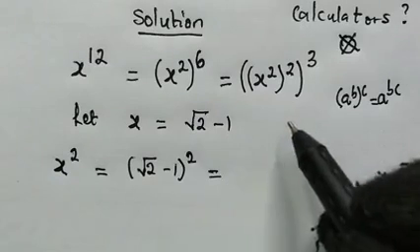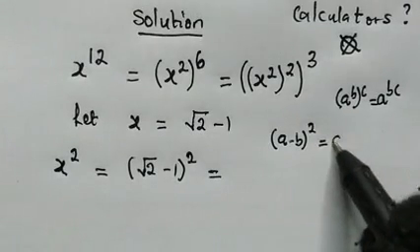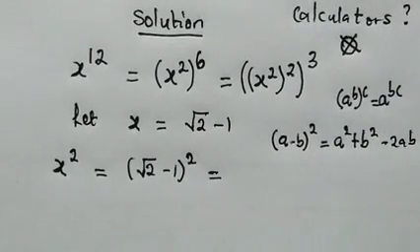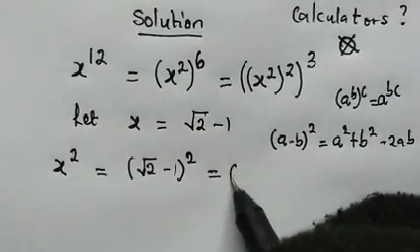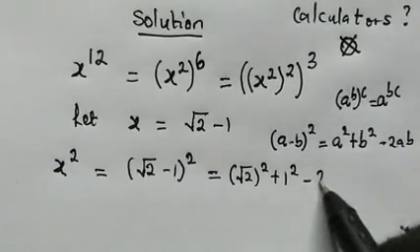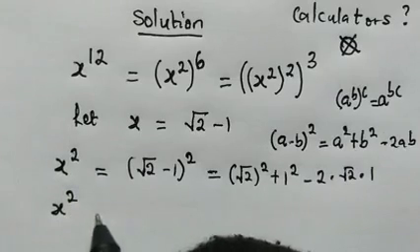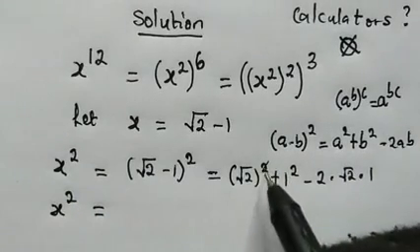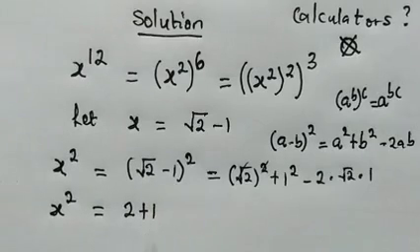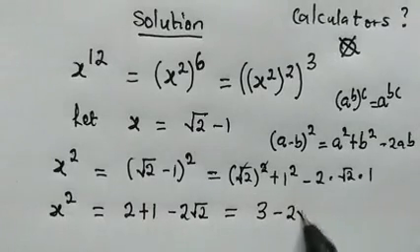So this is going to be equal to, let's make use of this identity. We know that a minus b squared is equal to a squared plus b squared minus 2 times a times b. So using this property, this is going to be root 2 squared plus 1 squared minus 2 times root 2 times 1. So from here, x squared is equal to root 2 squared. Square will cancel the root sign. So we have 2. Then plus 1 squared is 1 minus 2 root 2, which is equal to 3 minus 2 root 2.